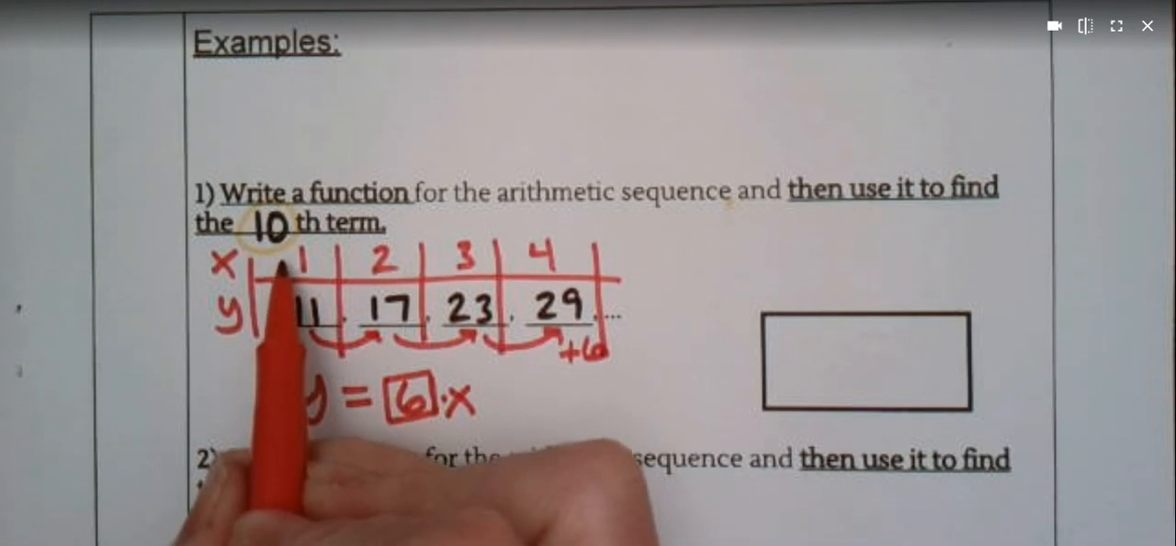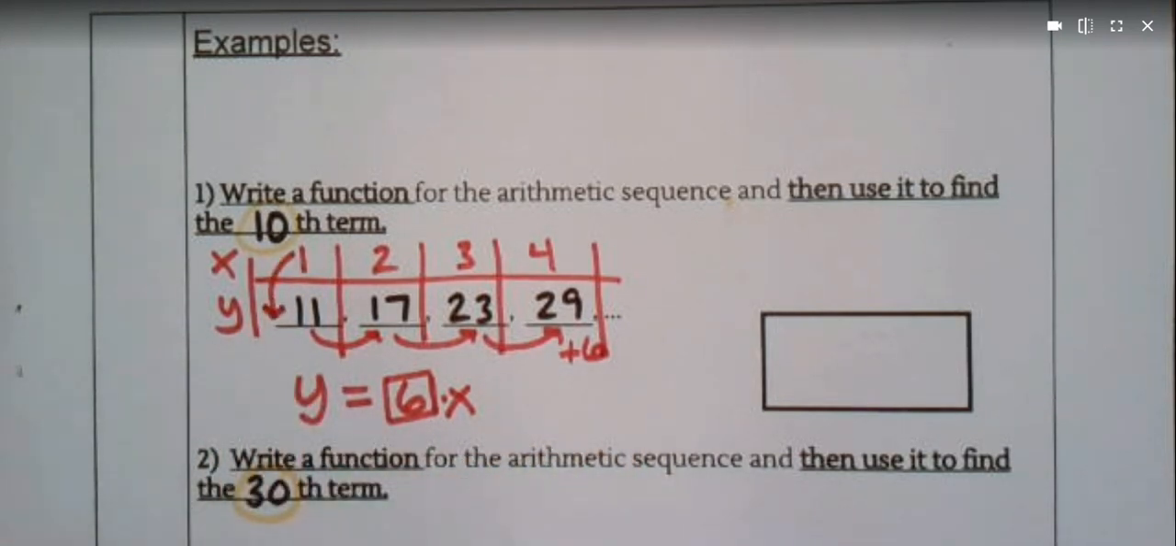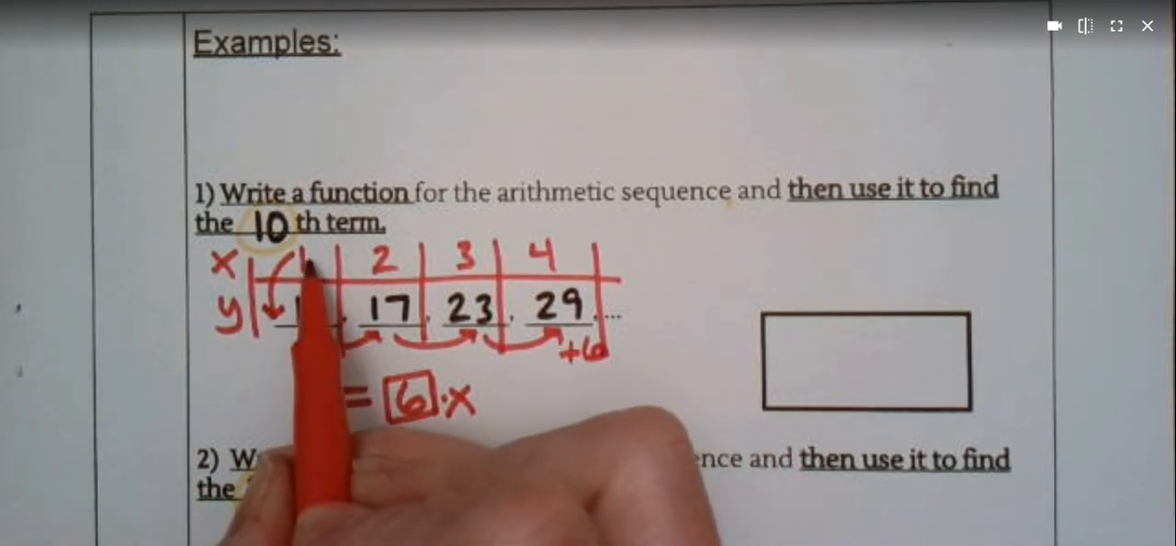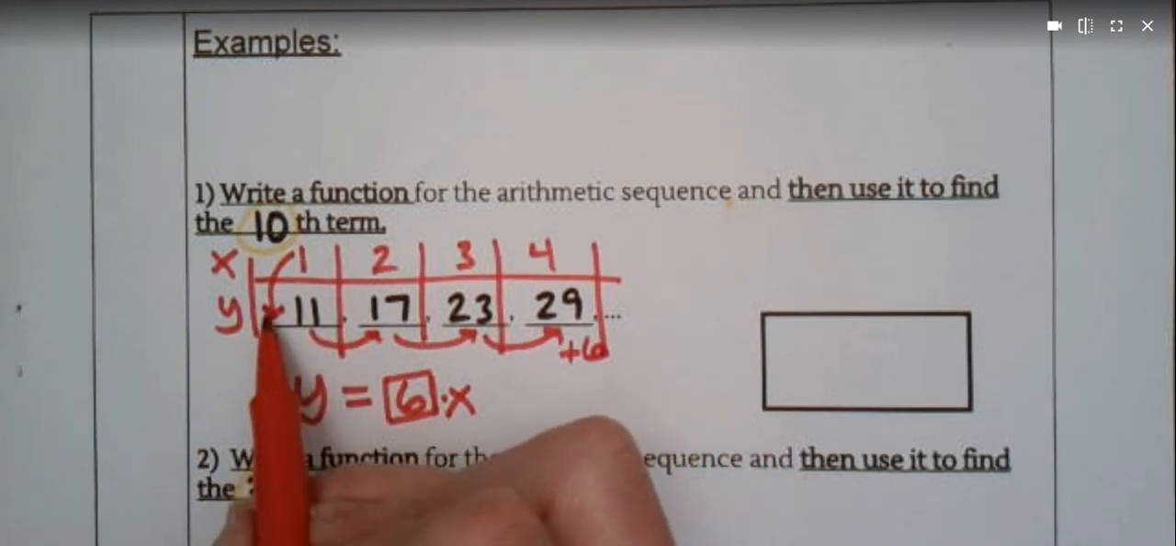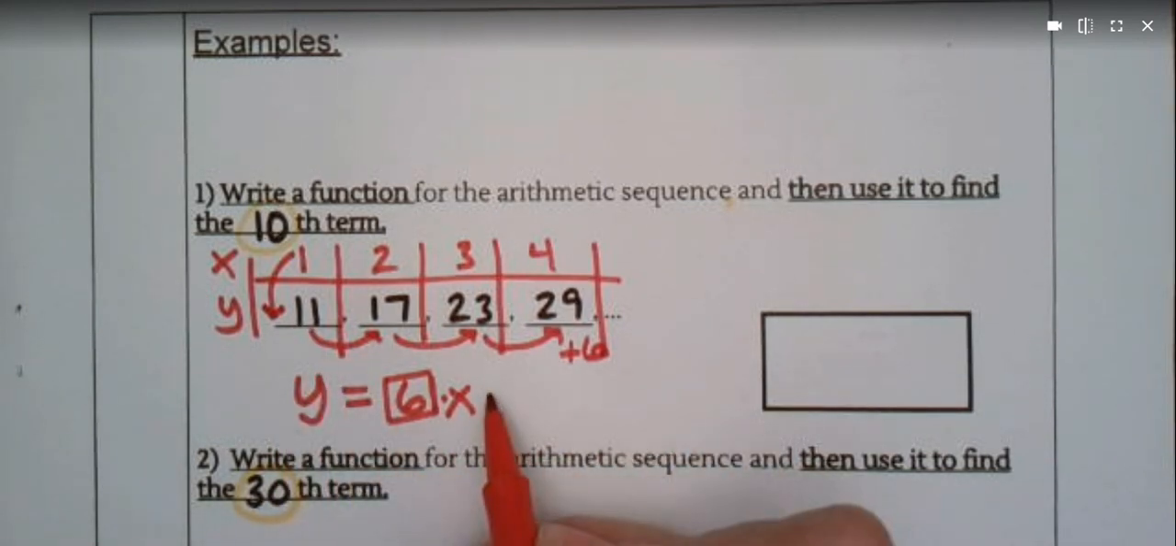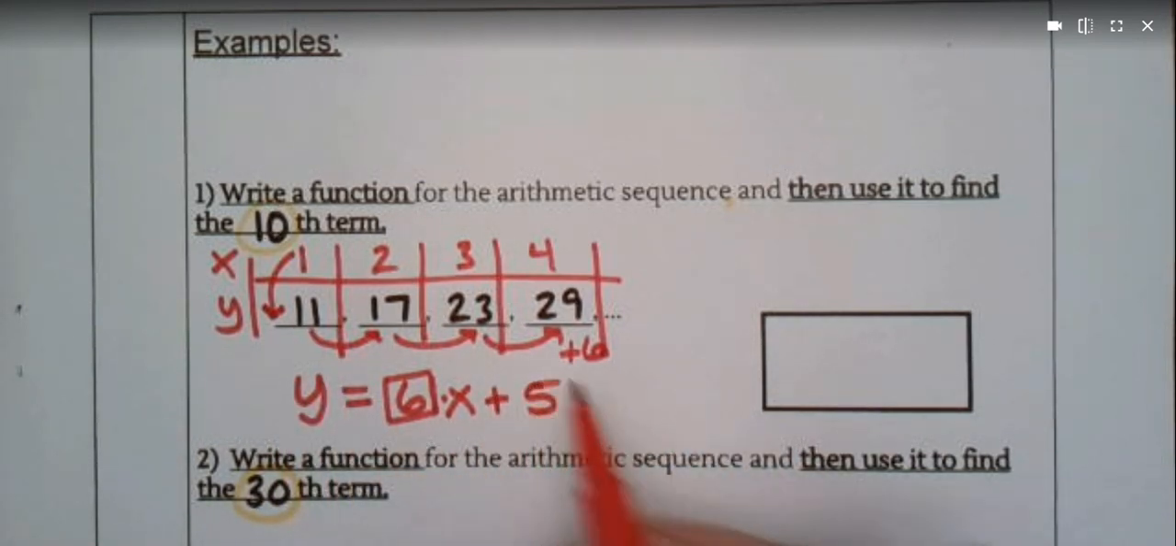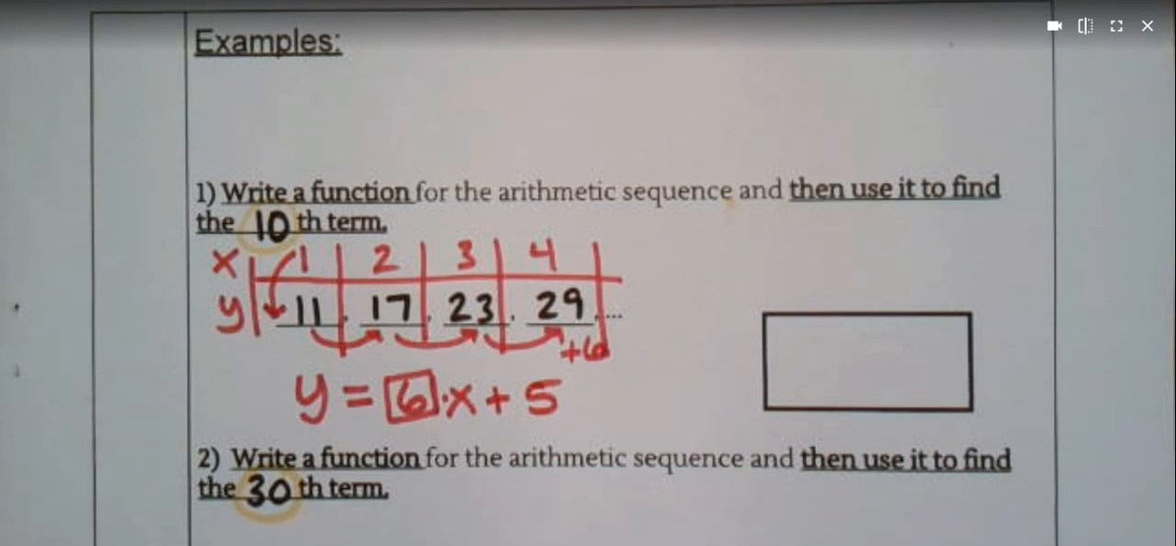Well, just to get from x to y, is it just multiplying by 6? No way. After I multiply the 1 by 6, I get 6. What do I still need to add to get 11? I need to add 5. So this becomes my function rule.